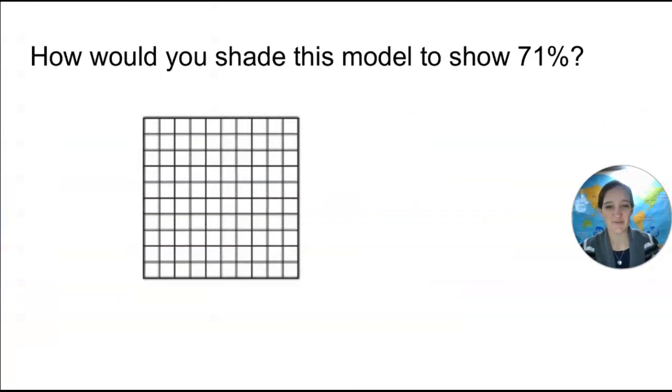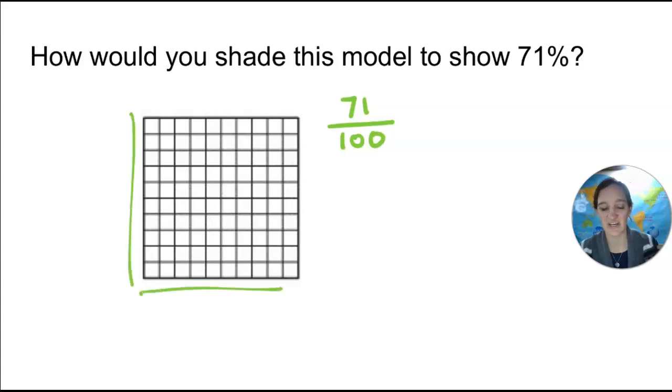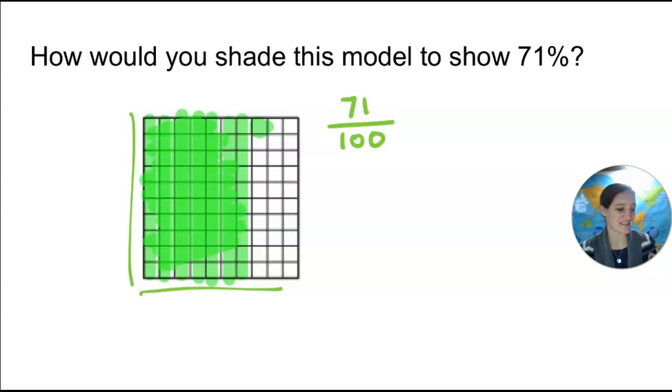How would you shade this model to show 71%? Well, we know 71% is the same thing as 71 over 100. And we know that this is 10 by 10, so there's already 100 here. So let's just shade in 71 out of the 100, huh? So there's 10, 20, 30, 40, 50, 60, 71. 71% is shaded in.